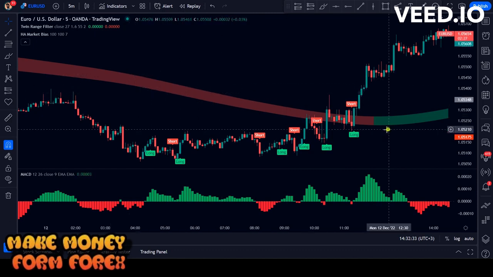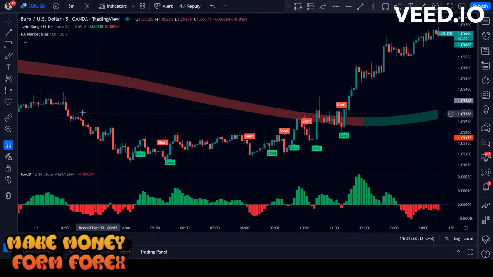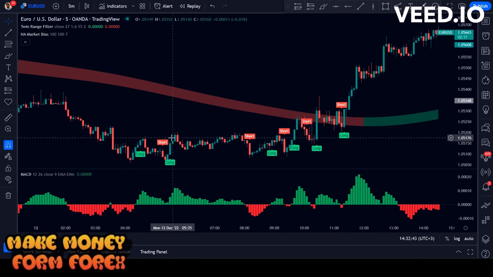Now this indicator will be our overall trend identifier. When it's green, we only take long trades. When it's red, we only take short trades. Now let's go over the conditions for entering trades.